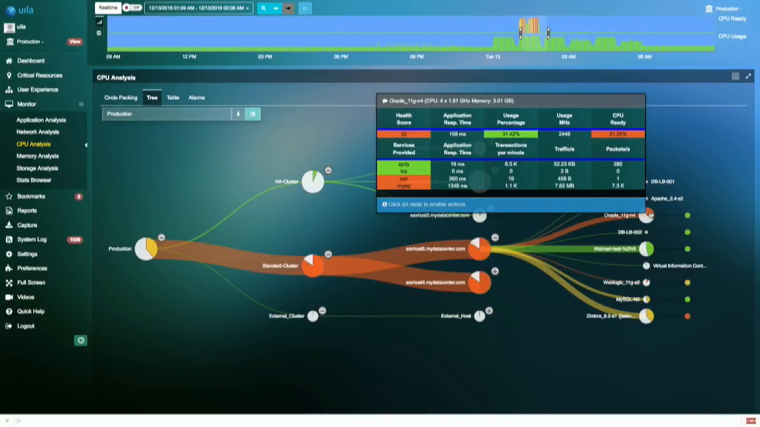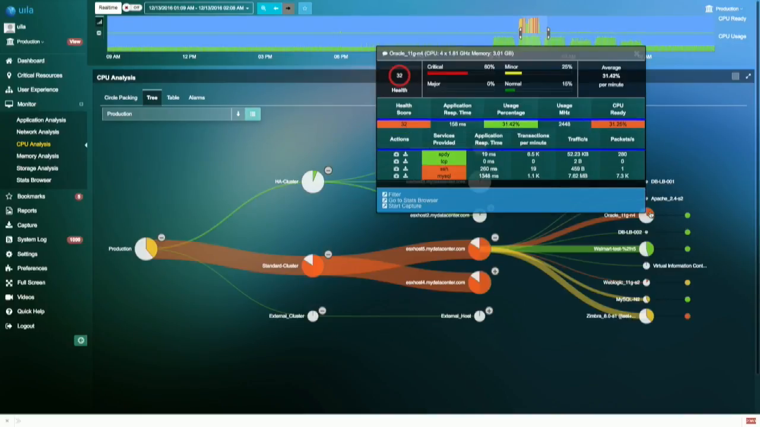In this case, this VM lights up as orange. As you can see, the tooltip tells you the CPU ready is very high. And it's serving the MySQL service, right? It's not running well. So with one click on the MySQL service, you can do root cause analysis here.